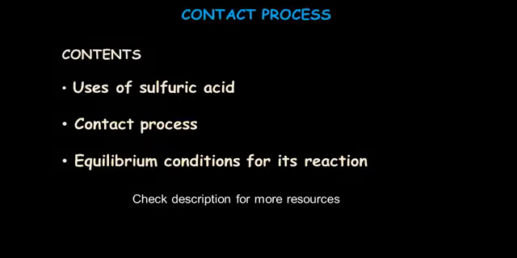In this video, we are going to discuss one of the important topics of IGCSE chemistry. This is the uses of sulfuric acid, the contact process, that is the process of making sulfuric acid which is used worldwide, and then the equilibrium conditions needed for one of its reactions involved in the contact process.